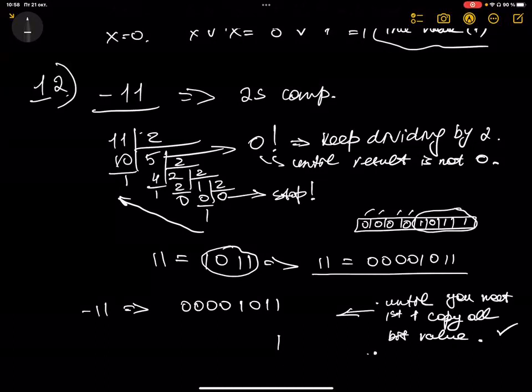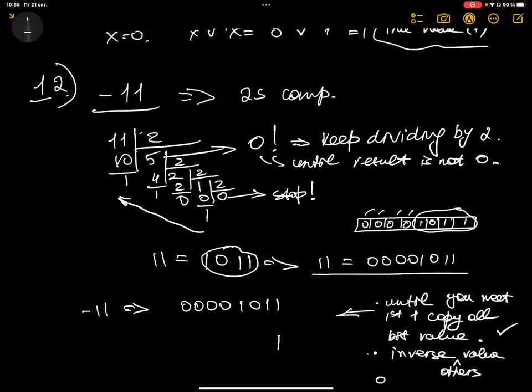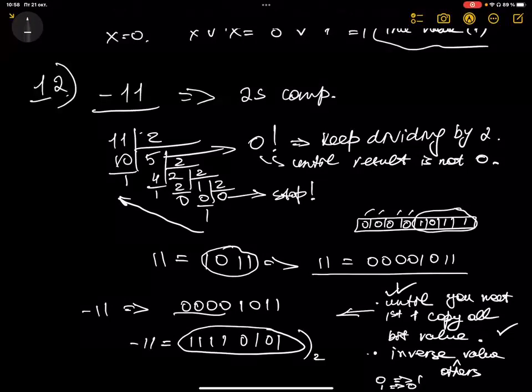Once you have met the first one, you have to invert the other values. That means if you meet 0, you write this as 1. If you have 1, you write this as 0. For example, the next bit is 1. I'm going to write this as a 0 because I have already met the first one. So 0 as 1, 1 as 0, and the 4 zeros I'm going to write as 4 ones. So this is in fact equal to -11 in two's complement notation.